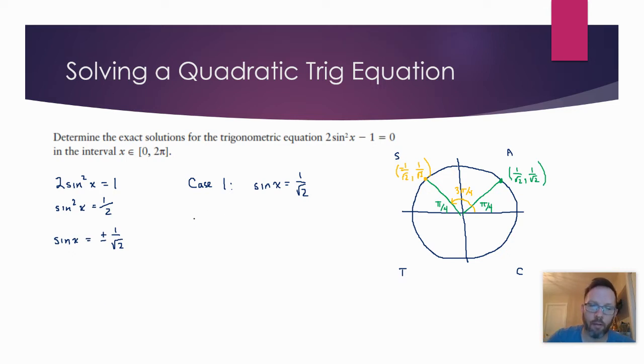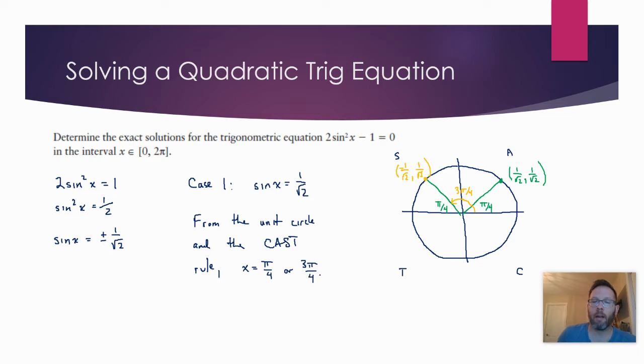All right, so I'm just going to write a little blurb here from the unit circle and the cast rule. Here, x can be pi by 4 or 3 pi by 4. Now what we're going to do is repeat that process. We're going to do it for sine x equals negative 1 over root 2. We're going to get 2 more angles, making 4 in total.